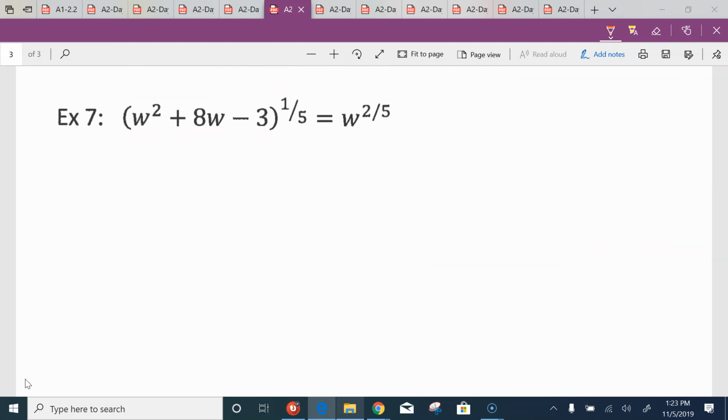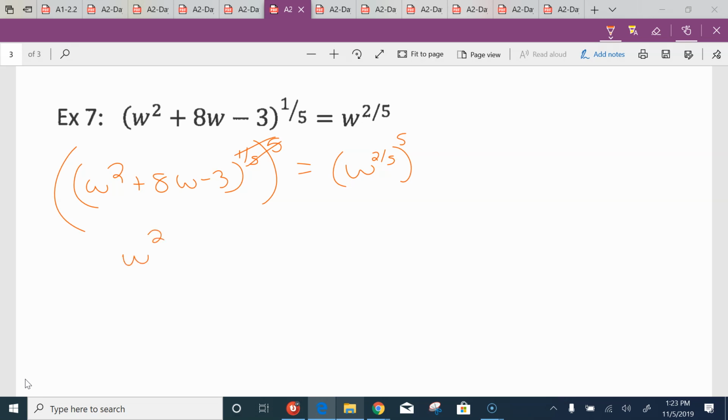For number 7, we have a whole lot of work here, but it is not as complicated as it may seem. First, I'm going to rewrite my entire equation, parentheses and all, with my exponent, and then raise everything to the reciprocal. The reciprocal of 1/5 is 5, or 5 over 1. I'll just leave it as 5. I'll do my answer on the right-hand side to the same exact thing, to the 5th power. On this side, this all cancels out, and I'm left with just my original w squared plus 8w minus 3.